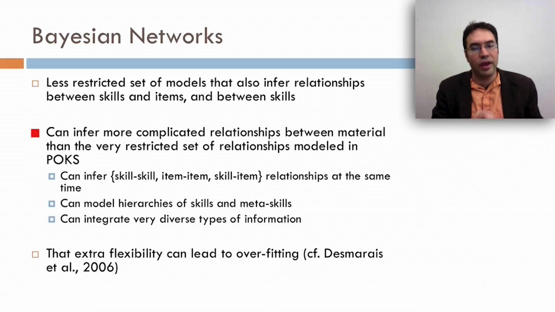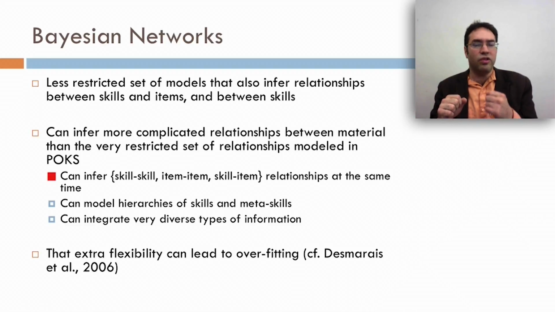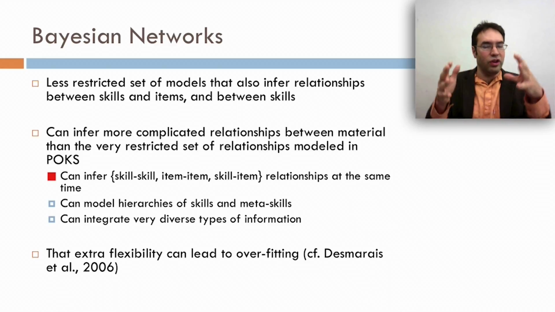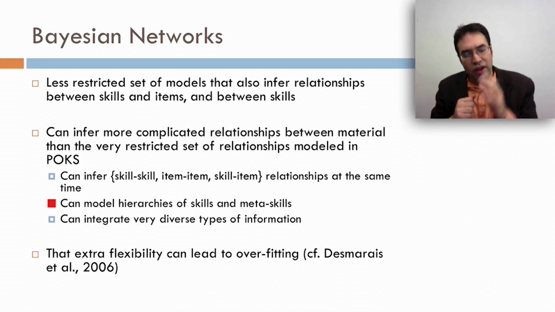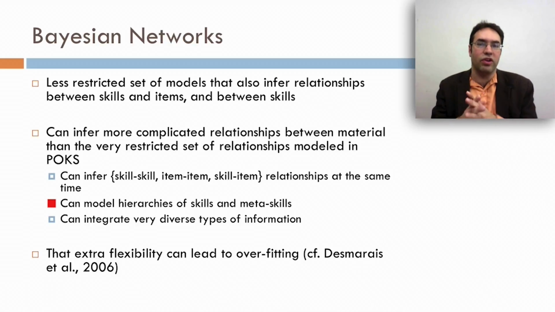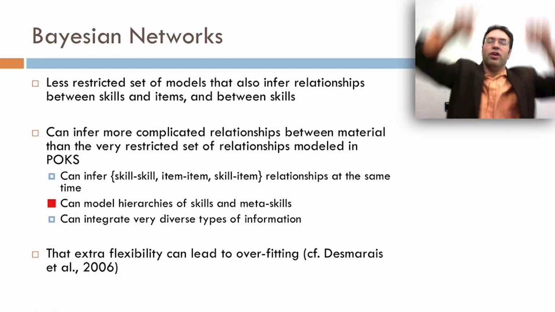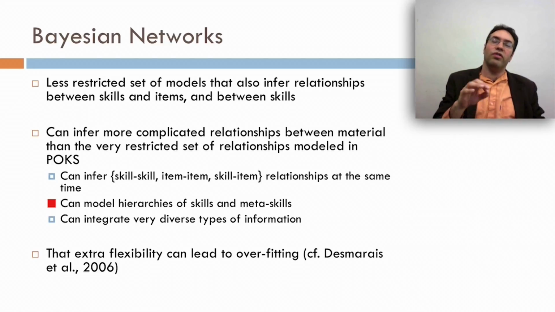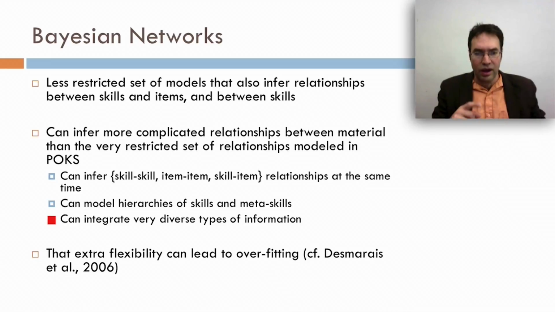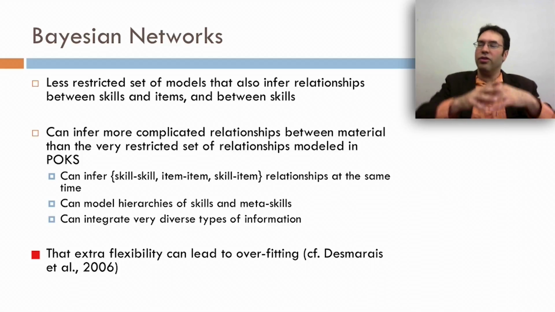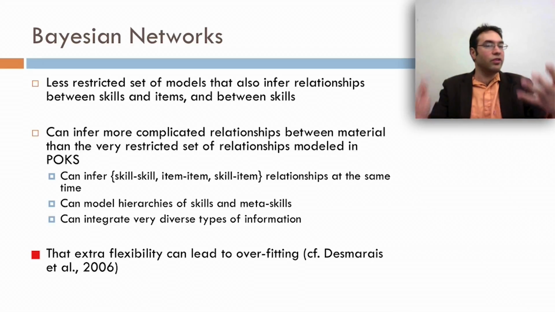They can infer very complicated relationships between material compared to a skill-item mapping, or the very restricted set of relationships that POCS models. So they can infer skill-item, skill-skill, and item-item relationships at the same time, and multiple types of these relationships. They can model hierarchies of skills, and they can model meta skills, where multiple skills combine into a single skill, such as all the various skills of subtraction unifying into subtraction. And they can integrate very diverse types of information. That extra flexibility is very powerful, but it can also lead to overfitting. The sheer ability to model a ton of things means you can overfit to the noise in your data.